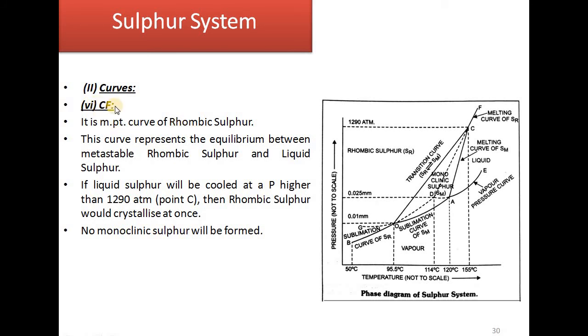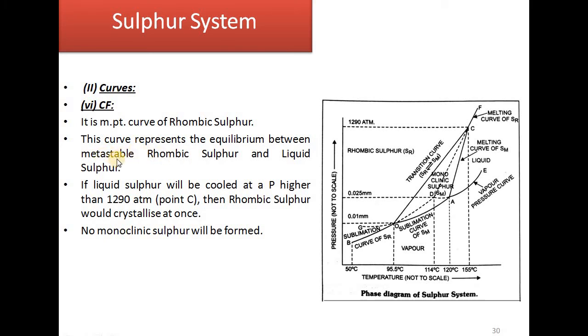Next one is CF. CF is the melting point curve of rhombic sulfur. Here is the rhombic sulfur, here is the liquid sulfur. So this curve is representing the equilibrium between rhombic sulfur and liquid sulfur. Now, if liquid sulfur is cooled at a pressure higher than 1290 atmosphere, above this pressure along this curve, we will get the rhombic sulfur. Then rhombic sulfur would crystallize at once. No monoclinic sulfur will be formed.